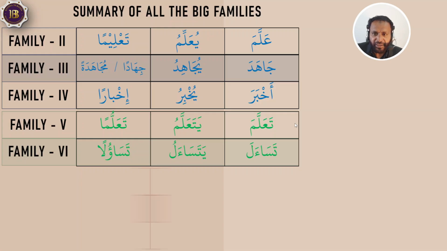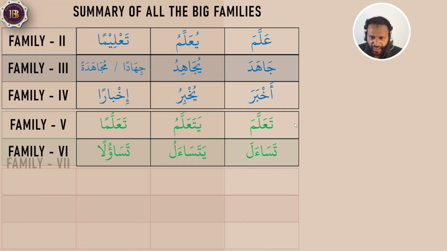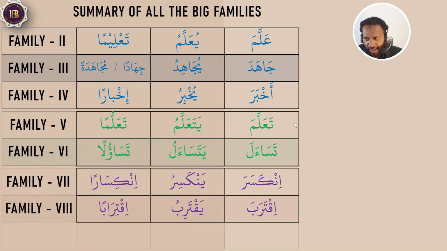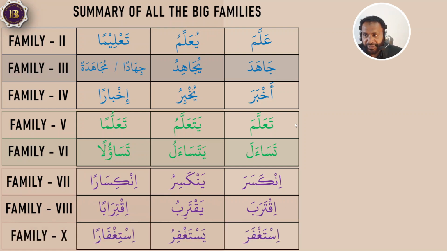And then the next family, family number 7, that is inkasara yankasiru inkisaran. Then family number 8, iktaraba yaktaribu iktiraban. And then family number 10, istaghfara yastaghfiru istighfaran. These are clubbed together. Even the coloring is different: blue, green, purple. Blue, present tense Dhamma. Green, starting with Ta. Purple, all of them starting with E.